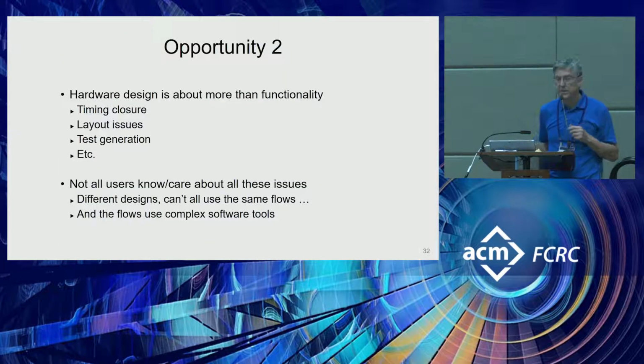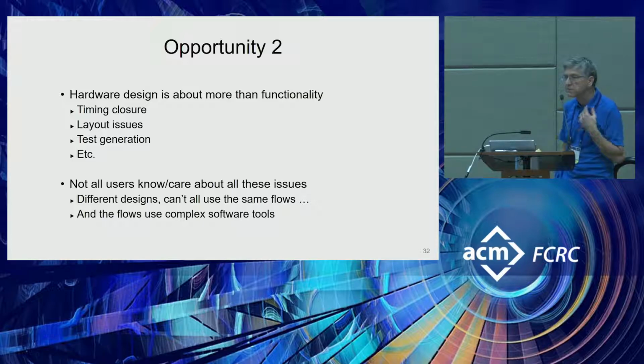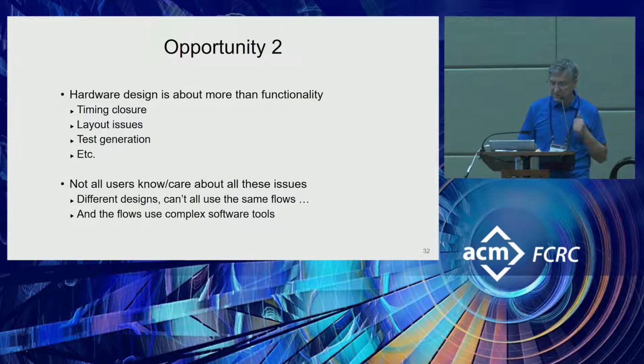The second opportunity that we need to address is the fact that hardware design is more than just about functionality. When you talk about software design, you're worried about the function. When you get the function right, that's okay. But we have timing. Anybody who's built hardware knows about timing closure. You know about layout issues. You know about test generation. You know about scan and a whole bunch of other things that you have to do in any real piece of hardware. If we try to put all those issues into one generator, what you're going to get is something that is unintelligible, because it has all these things that the person looking at it has no idea what's going on.